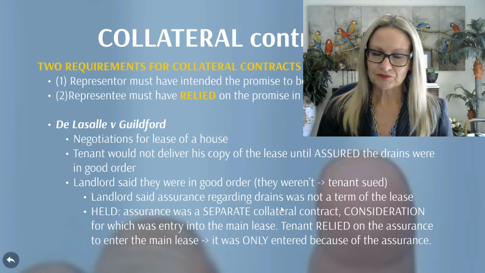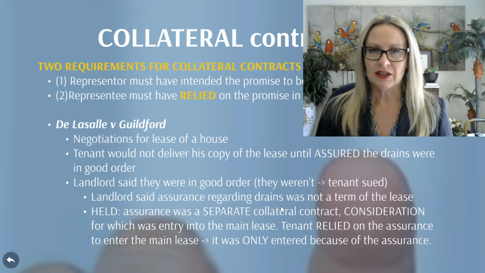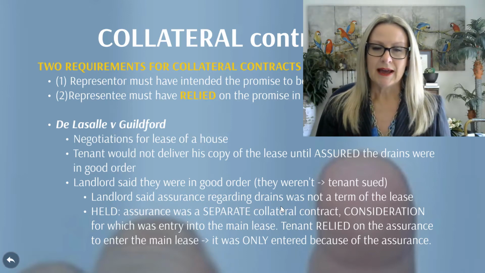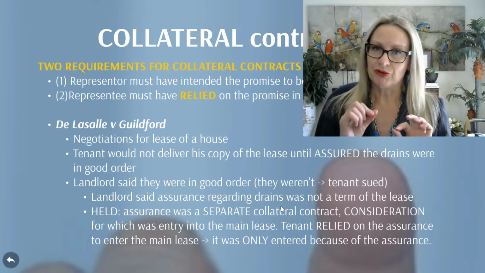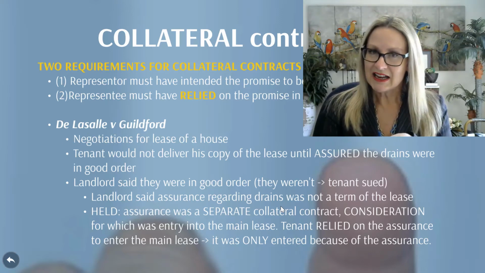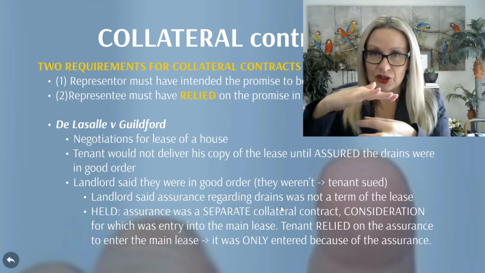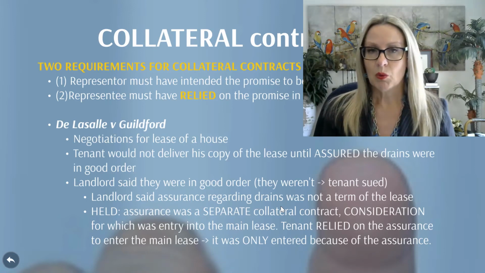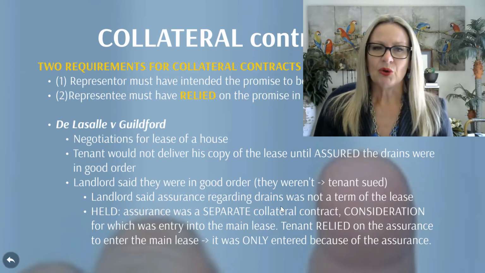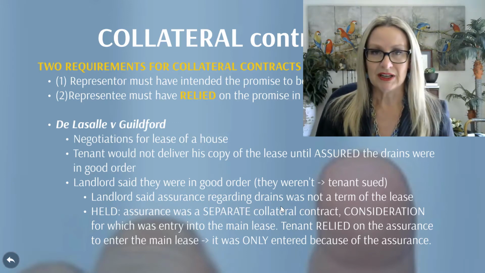The landlord said, well, you can't sue me for damages because there was never any contractual term warranting that the drains would be in good order. The court said no, actually. That verbal assurance that occurred before you signed on the dotted line formed a collateral contract, a separately enforceable contract that floats alongside the main contract. And the only reason the tenant went ahead and bound themselves to the main contract was because of that verbal assurance. Like I said, not rocket science, but there we go. The label collateral contract gets applied to that term that gets enforced.